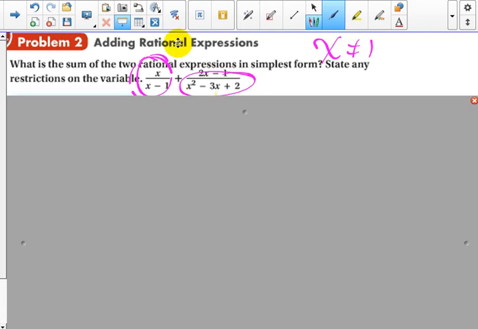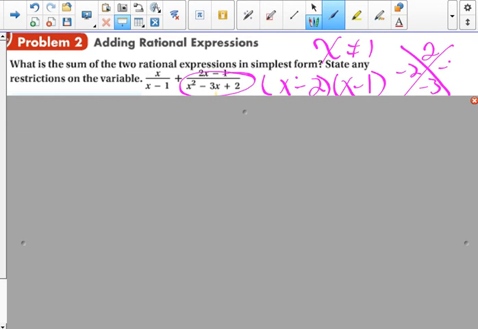Well, it makes it easier if we can factor that first, and then we can quickly state our restrictions. So what does this trinomial factor to? Guys, you should actually be at the point where you're just seeing this. What 2 factors of 2 add up to be -3? Well, -2 and -1. When you multiply them, you get a +2. When you add them, you get a -3. So that's x minus 2 times x minus 1.